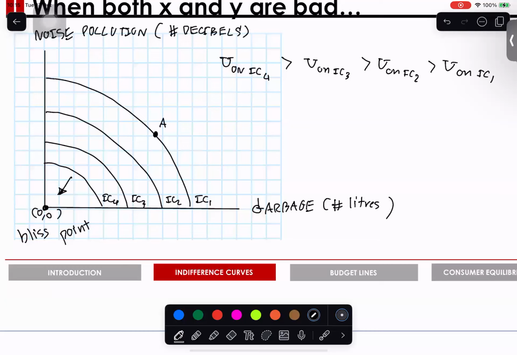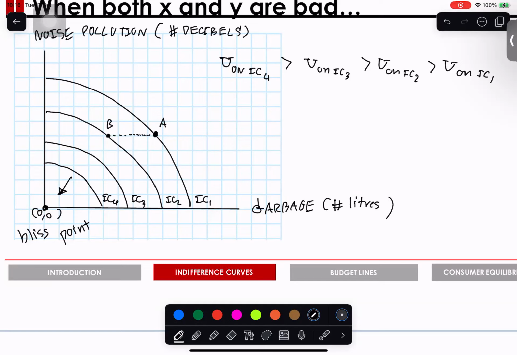Suppose now you suffer from some amount of garbage and some level of noise. You are on IC1. If someone wants to improve your well-being, this person can do the following. Lower the level of garbage, and you will jump to a higher IC, IC2, happier than being on IC1, when you are moving away from A to B.